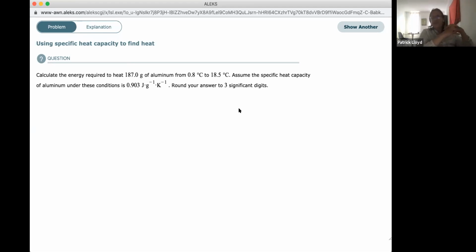So this is very simple. This is just like the one we did. It's just that instead of asking for the specific heat capacity, we are being asked to find the amount of heat, the amount of energy, right? They're not telling us how they got this energy, but in any case, it's heat. Okay, hopefully that one makes sense. So let's take a look at it.